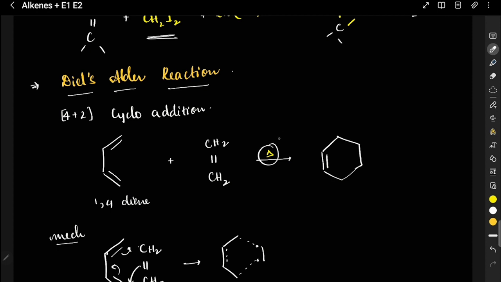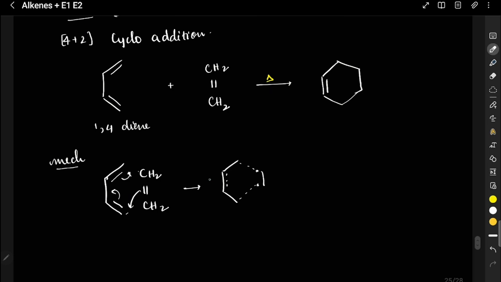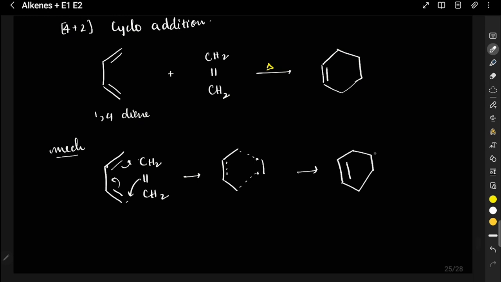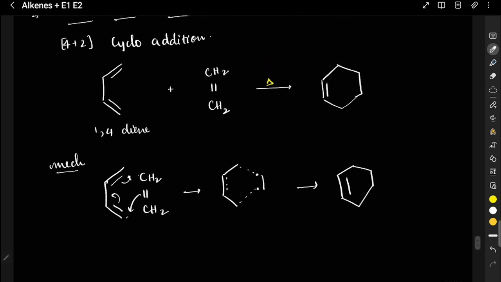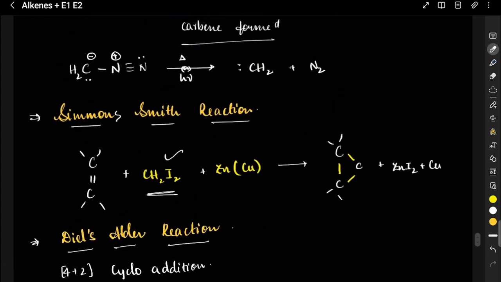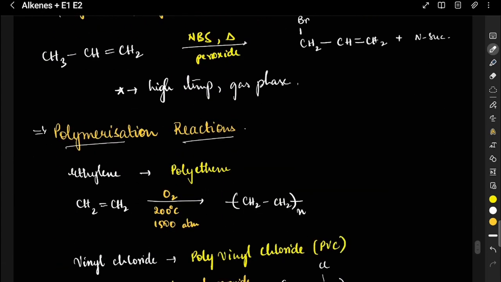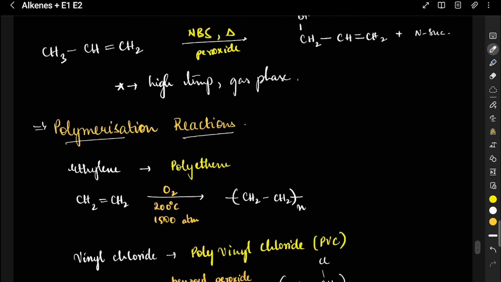In presence of heat, this will be the transition complex and this will be the compound formed. So this is part one of all the properties of alkenes. In part two, let us see allylic hydrogenation and polymerization reactions.